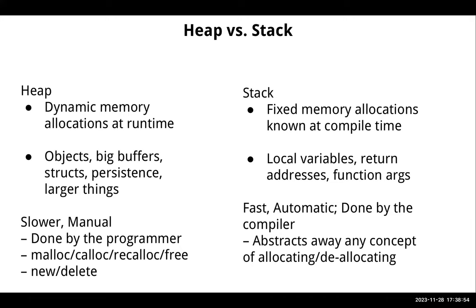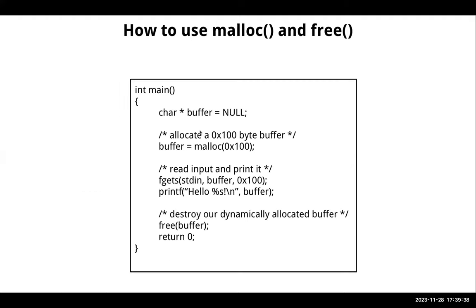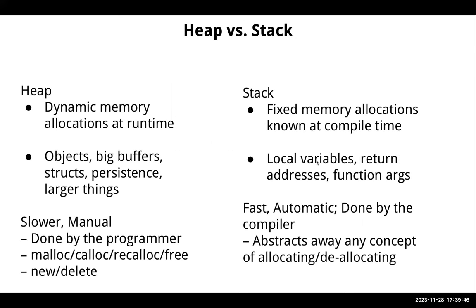If we compare heap and stack, we can say the stack is fixed memory allocation known at compile time. At the prolog of the function, we have seen a subtract ESP some hard-coded value, right? That subtract instruction is to allocate a fixed size memory, and it's fixed at compile time, not runtime. The stack can also be used to store local variables. We have seen a lot of that, like a buffer, like the pointer here. The pointer here is only 4 bytes. It has nothing to do with the size of the buffer itself. Then return addresses and function arguments are stored on the stack.